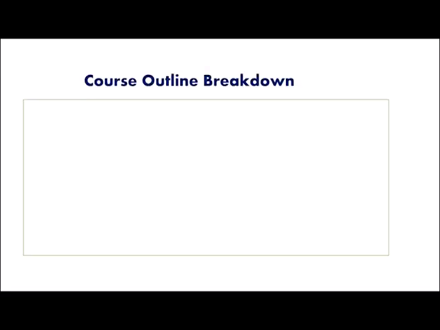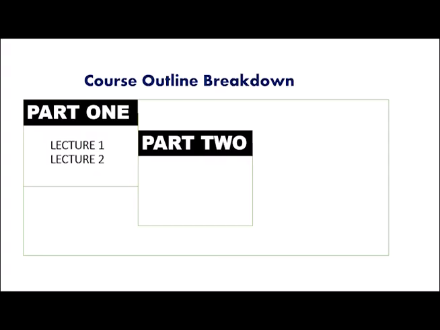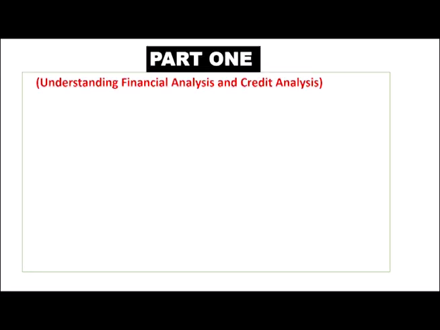Course outline breakdown: Part 1, which has Lecture 1 and Lecture 2; Part 2, which has Lecture 3, Lecture 4, Lecture 5, and Lecture 6; Part 3, which has Lecture 7, Lecture 8, and Lecture 9. Now to critically look at the contents in what we will be studying.